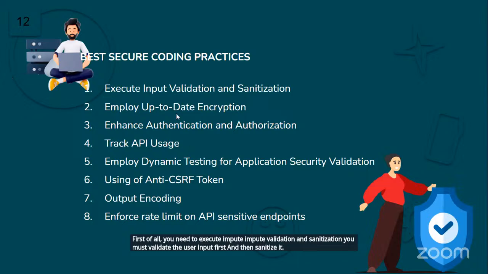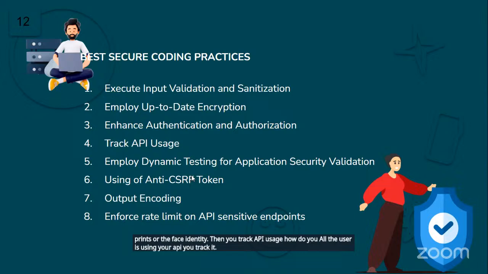Then the second one, you need to employ up-to-date encryption. You need to enhance authentication and authorization. The approach is that you use three things: something you know, something you have, and something you are. Something you know, like a password; something you have, like the identity card or the passport; and something you are, like the thumbprint or the face identity. Then you track API usage, how the user is using your API.